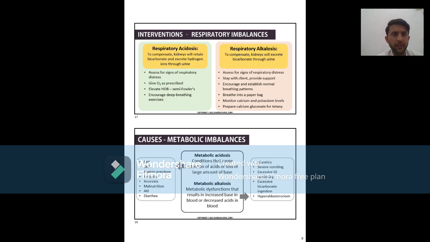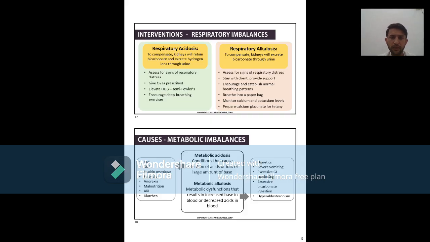We have another condition, respiratory alkalosis. In respiratory alkalosis, patients hyperventilate, causing the lungs to blow out too much CO2, which acts as an acid in the blood. As CO2 levels plummet, the blood pH shifts and becomes excessively alkaline.